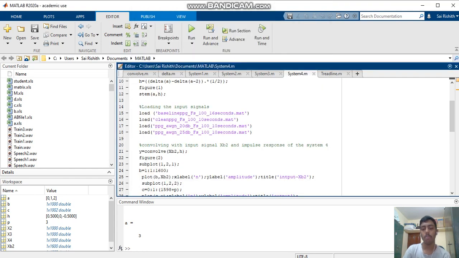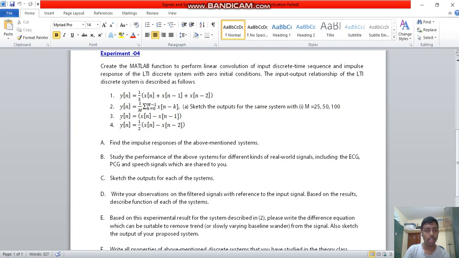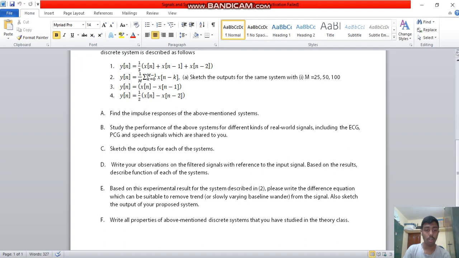Now in these questions I have already performed all of these first three parts. I also said that the first two systems are low pass filters, and the third and fourth systems are high pass filters. And the second system is also known as a moving average system. Now in this fourth question we want to find a difference equation using the second system to remove the trend.